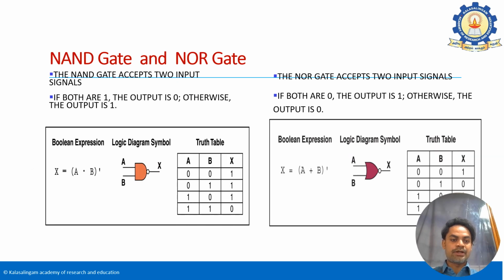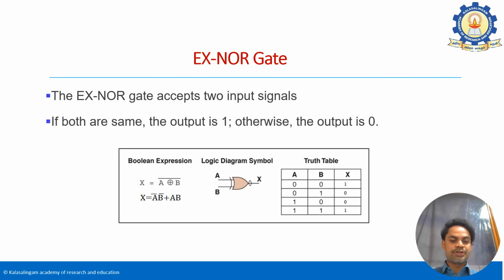And the next one is your NAND gate. Opposite of the AND gate is your NAND gate. You can go through that. And the next one, opposite of your OR gate, is your NOR gate. You can again go through that. Next one is your XNOR gate. The opposite of the XOR gate is your XNOR gate over here.